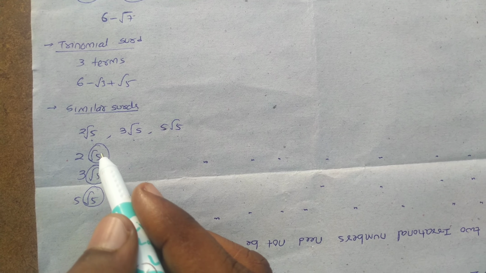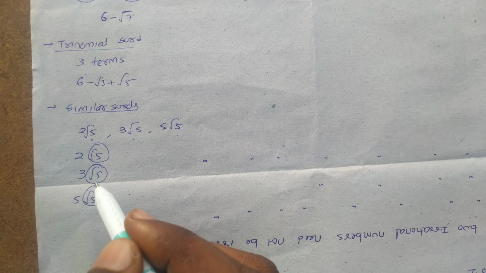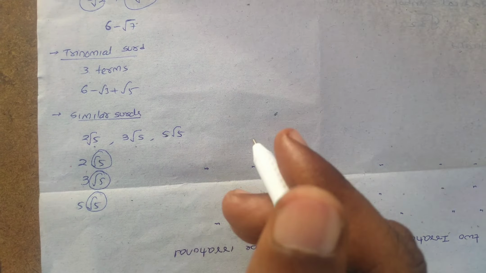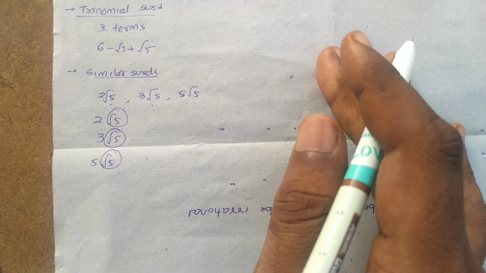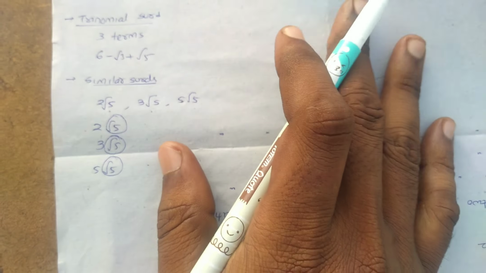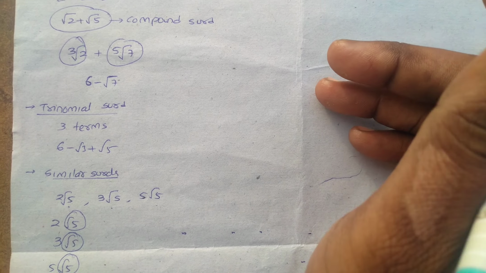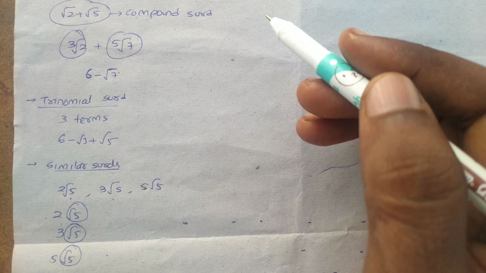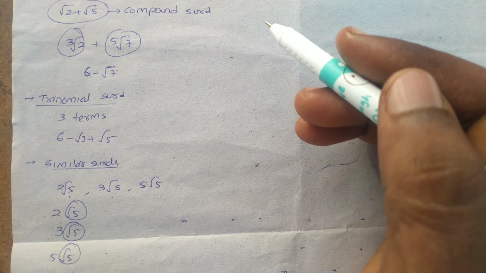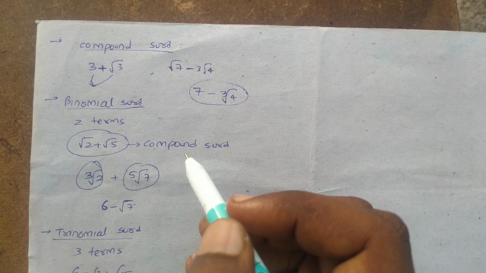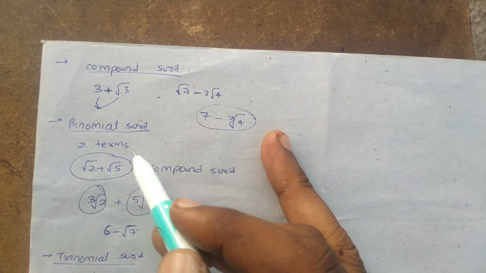Are you able to understand? The simple surd should be the same across all the numbers. Multiples can be anything, but the simple surd should be same. That's why these are called similar surds. Dissimilar surds means everything should be different. Okay, clear? So these are the different types of surds, and these are the differences between each surd. I think you understood. There is only a little confusion, I think, between compound surd and binomial surd.